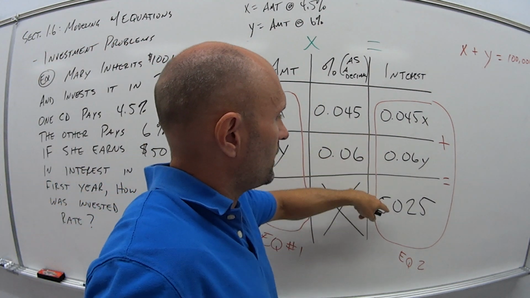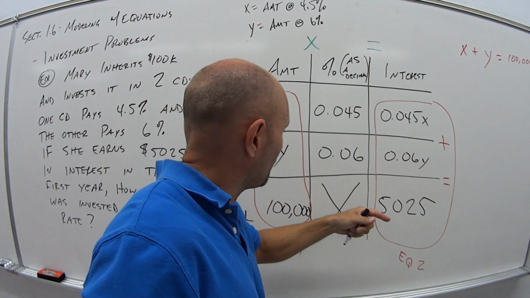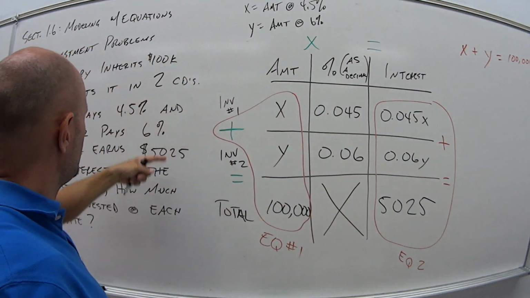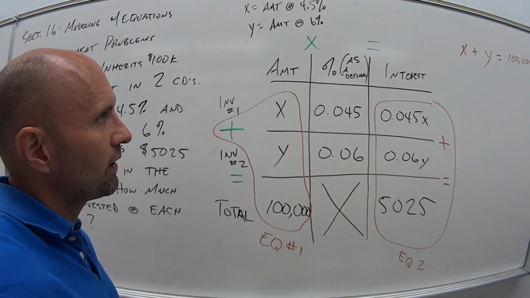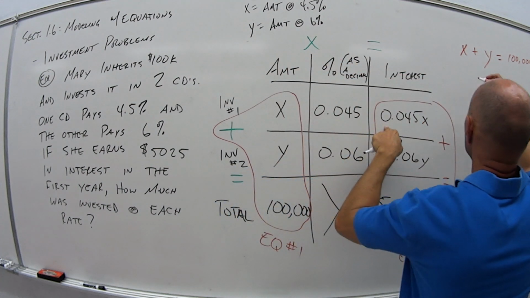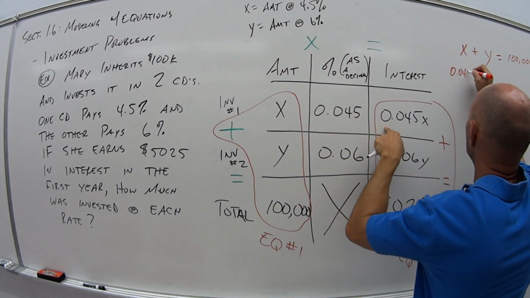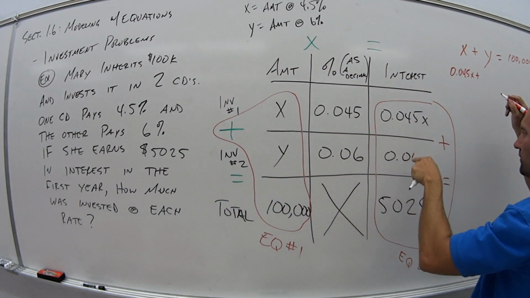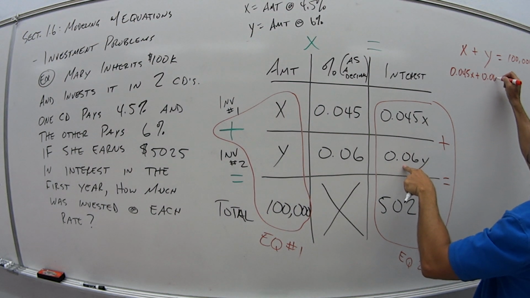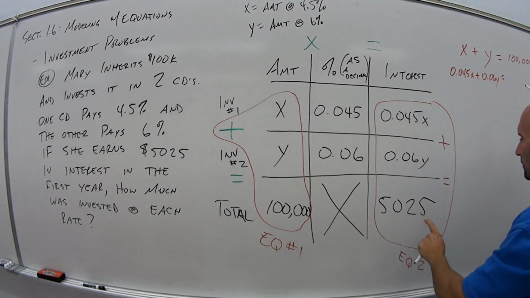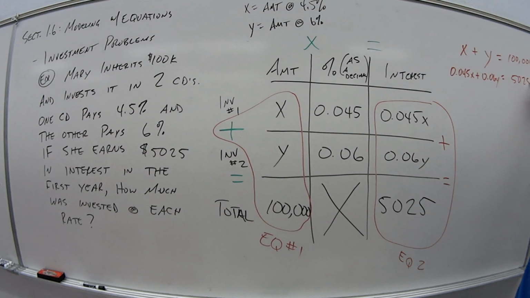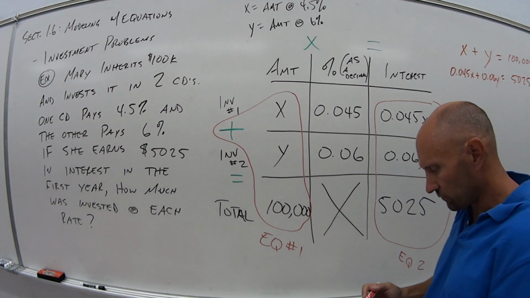The second equation, this is the one that would have been difficult to do if I was just trying to read this paragraph and figure out an equation. But now I have 0.045x plus 0.06y is equal to 5,025.